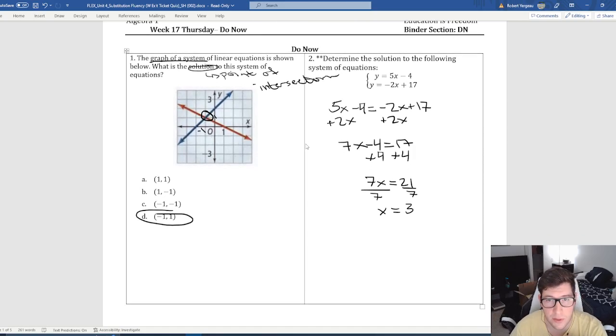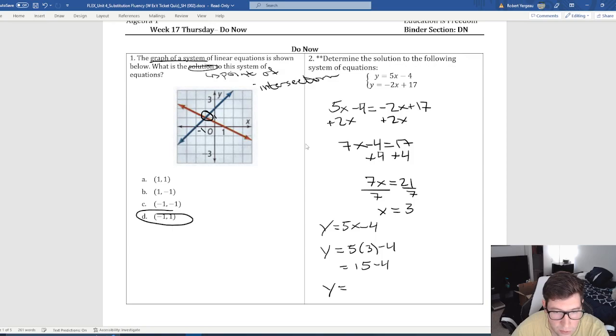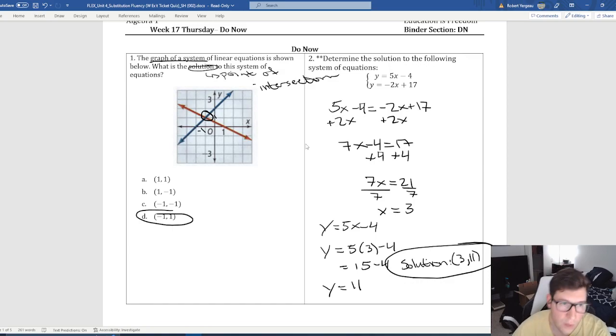Now, both of these equations look fairly similar, so I'm just going to take the first one, y is equal to 5x minus 4. Only now I'm going to substitute that 3 in for x. And so y is going to be equal to 5 times 3 minus 4. And so I'm going to have 15 minus 4, which means that y is going to be equal to 11. And so we want to make sure that we are writing this as our point. Our solution is (3, 11). Fantastic.